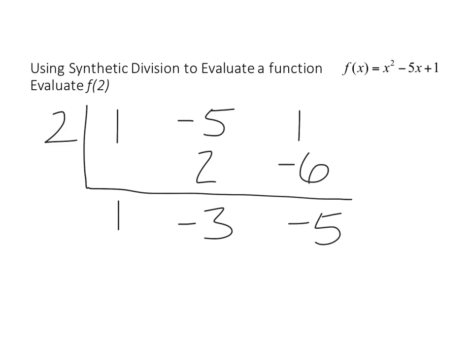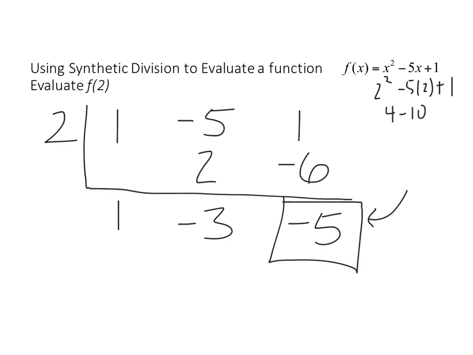So when I go to evaluate, whatever my remainder is is what would happen if I plug 2 into this equation. So let's just double check. 2 squared minus 5 times 2 plus 1, which would be 4 minus 10 plus 1. Well, that's -6 plus 1, which is -5. So you can evaluate a function by using synthetic division.